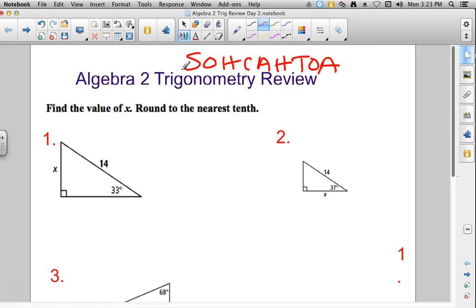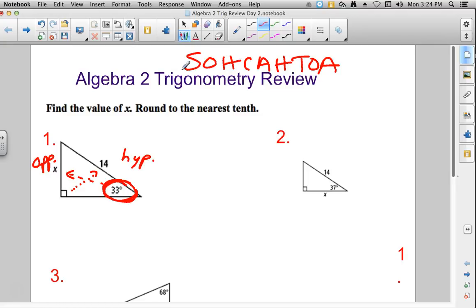And what I want to do is focus on the non-right angle that they give me, which is the 33 degree angle. And then think about all of the labels that we have in SOHCAHTOA: opposite, adjacent, and hypotenuse. And I want to label the two pieces of information that they gave me about the sides. So if this is my 33 degree angle right here, then this x, that's as far away as I can get from it in that triangle, and that makes it the opposite side. And the 14 is the side opposite the right angle, so that makes that the hypotenuse.